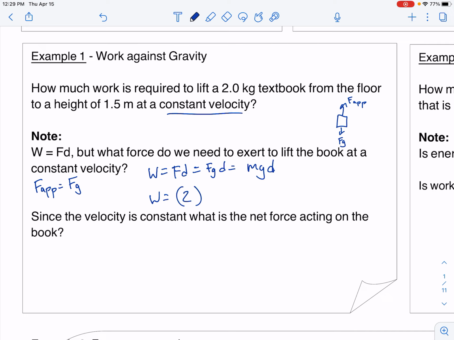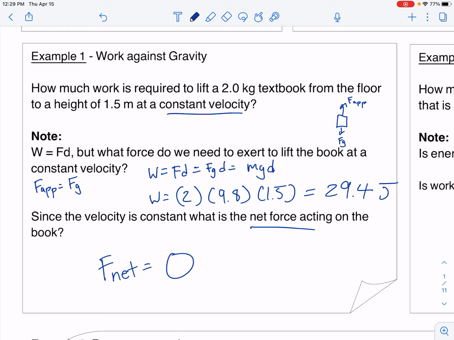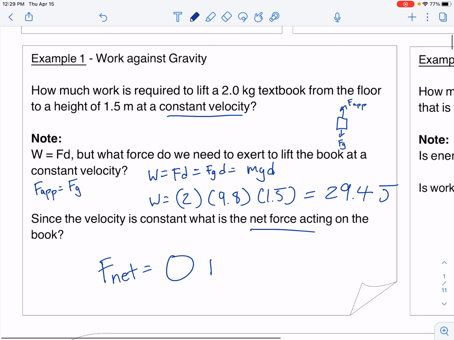We know that the mass of our book is 2, gravity is 9.8, and the displacement is 1.5. Multiply it all together and we get about 29.4 joules. Since the velocity is constant, what's the net force acting on the book? If the forces are balanced, it really should go without saying: the net force is 0 newtons.